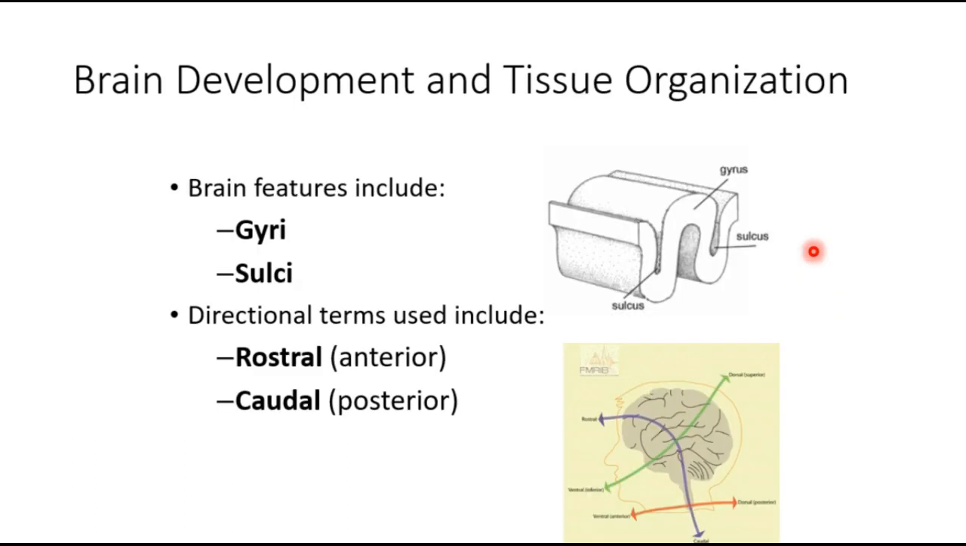Some basic vocab here. You have on your brain little sticky outy bits and then little sticky inny bits, and those are respectively known as gyri and sulci, depending on who you ask. So the gyrus sticks up, the sulcus is invaginated, is the phrase we use for that.